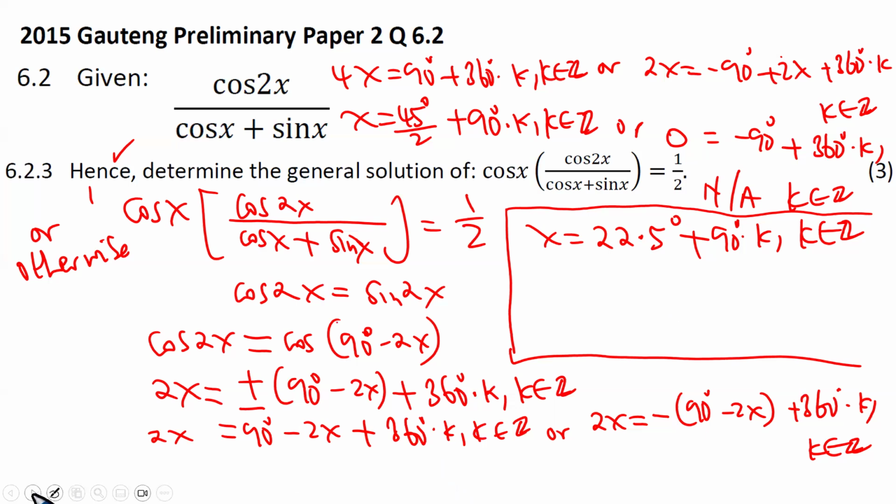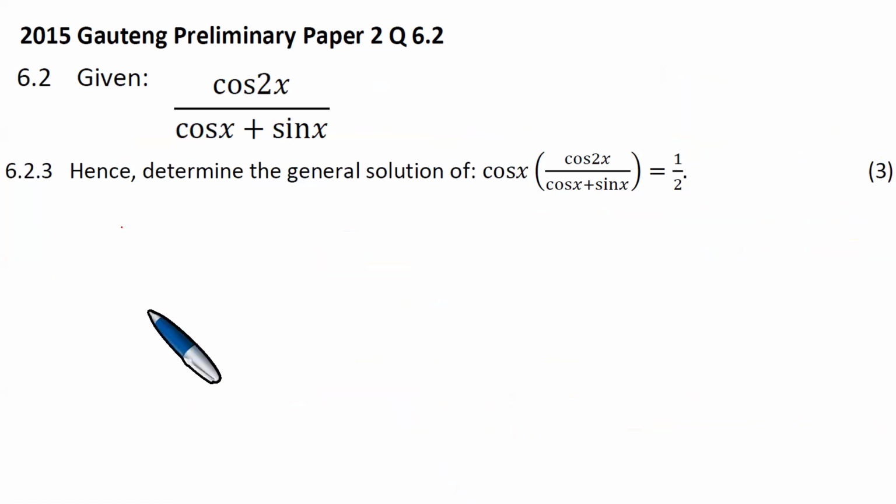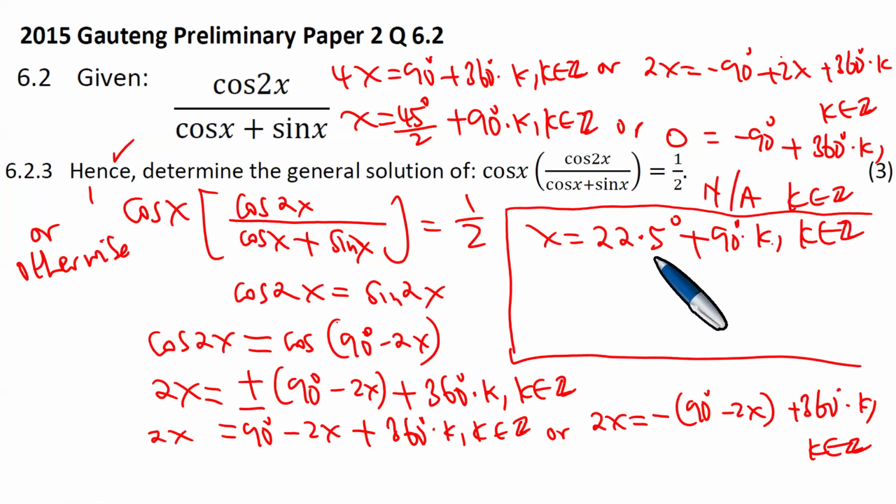Let's look at the next approach. The next approach is, because they said general solution, in this case, we leave it in terms of k. Because they said general solution, we leave it in terms of k. We don't substitute the values of k there.